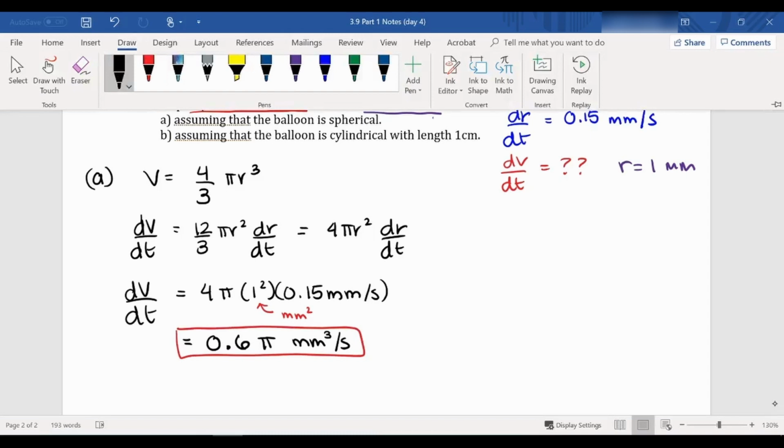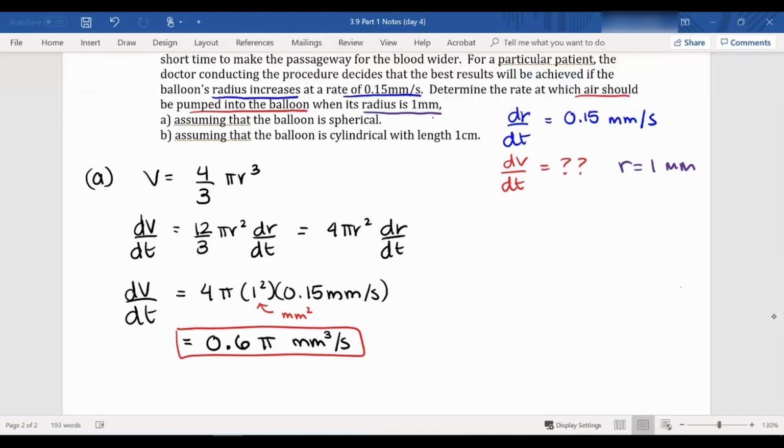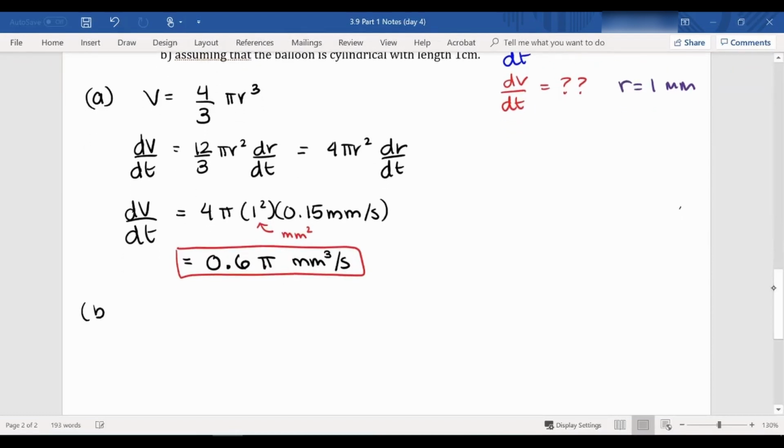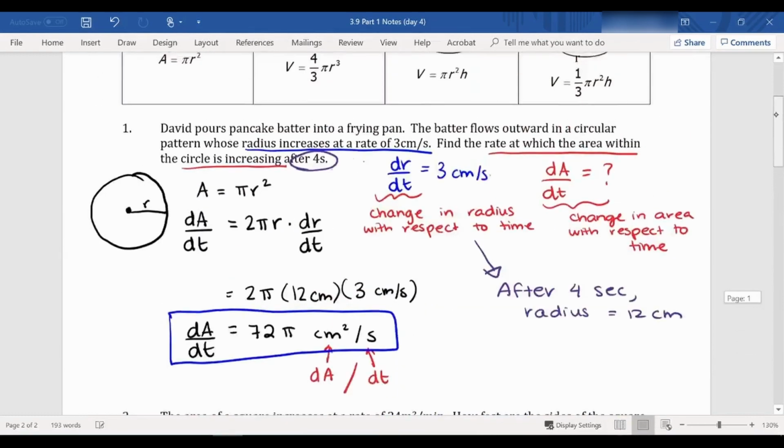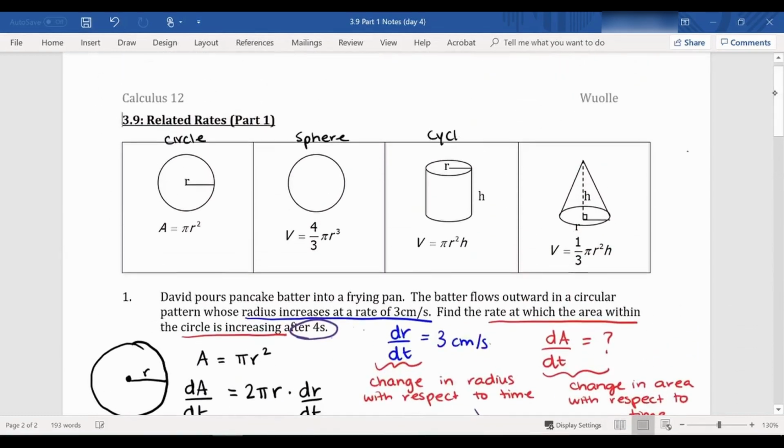So part B is a separate question. Basically, they're just changing the shape of the balloon. They're saying now the balloon is a cylinder with length 1 centimeter. So for B, we still have dr/dt equal to 0.15 millimeters per second. We still know r is 1 millimeter, but now we have a new piece of information, which is the length is 1 centimeter. And again, if we go back to the front page, for our cylinder we have a volume of pi r squared h.